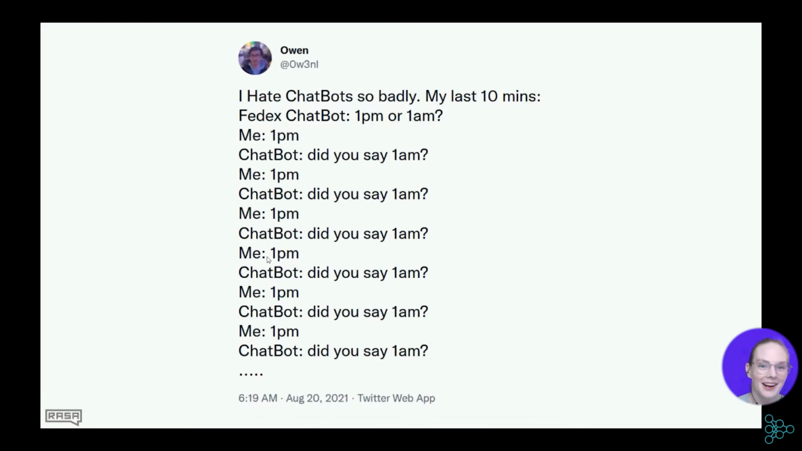Another example: this person also hates chatbots. The chatbot is asking 1 p.m. or 1 a.m. He says 1 p.m., and the chatbot misidentifies that and says, did you say 1 a.m.? Owen here attempts to correct it by saying 1 p.m., but the chatbot doesn't understand and continues to ask if they mean the time that they do not mean.